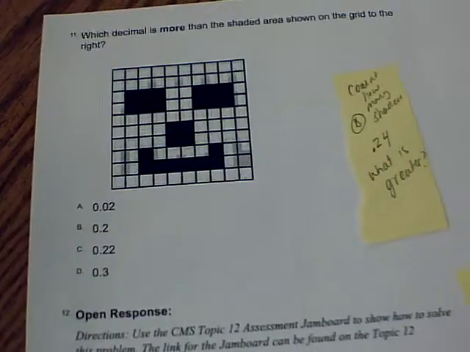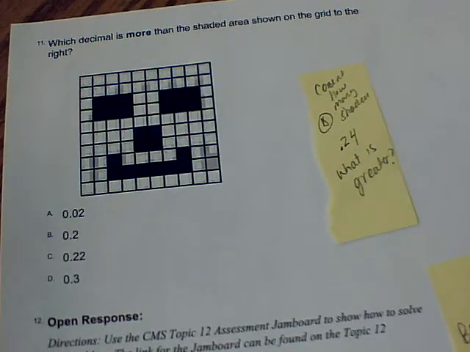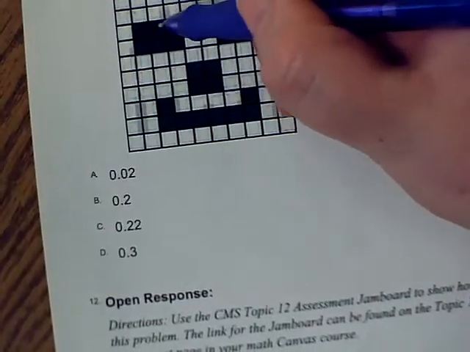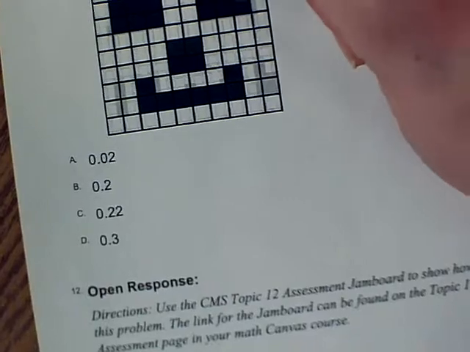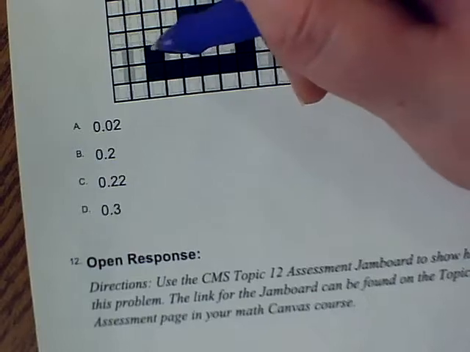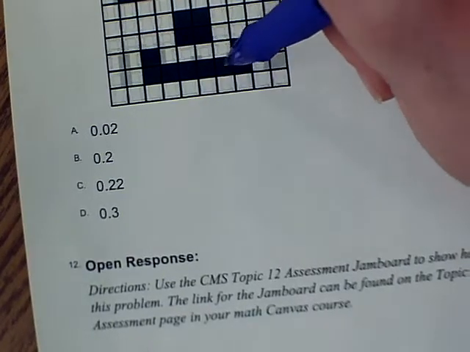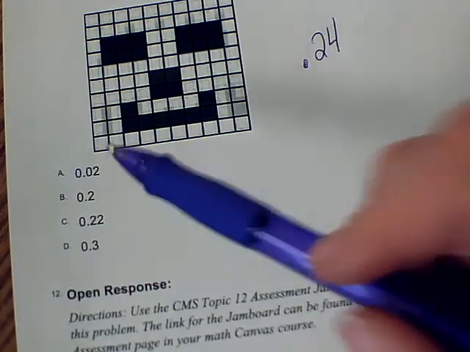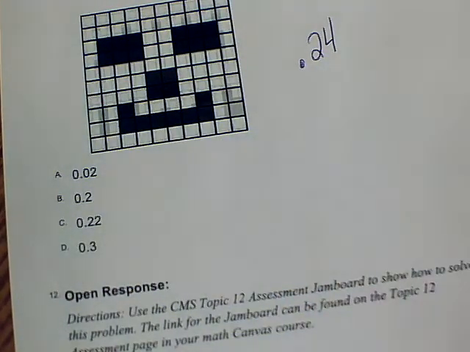Almost done. All right, question 11. Which decimal is more than the shaded area shown on the grid to the right? Well, let's see how many hundredths are here. Let's count them. I see 1, 2, 3, 4, 5, 6, 7, 8, 9, 10, 11, 12, 13, 14, 15, 16, 17, 18, 19, 20, 21, 22, 23, 24. I see 24 hundredths. Which one of these is greater than 24 hundredths? Remember, you're going to have to line your decimals up and take a look.